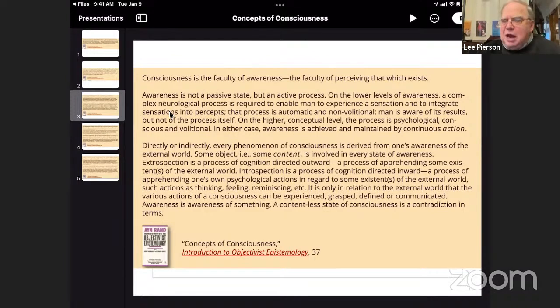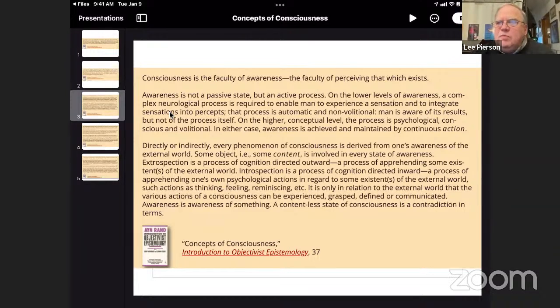We said a little bit about extrospection and cognition, and that's not a bad thing. I don't mind starting with, I don't know, the actual first sentence starts with awareness, but I'm just going to start at the top anyway. Consciousness is the faculty of awareness, the faculty of perceiving that which exists.